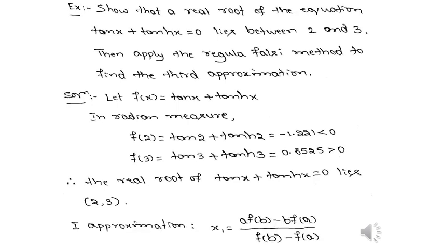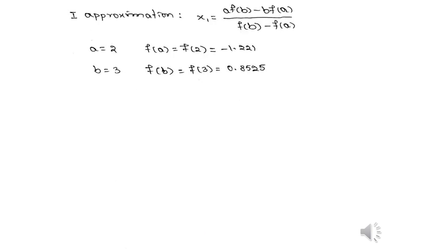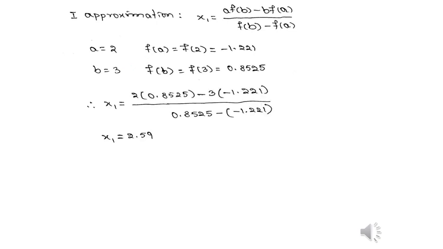Let us go for the first approximation first. We have taken A as 2 and B as 3. These are f of A and f of B. Substitute here, you will get x1 as this, and this is the first approximation answer.